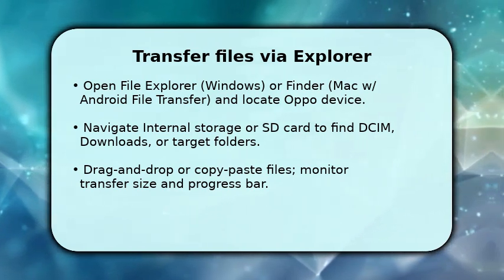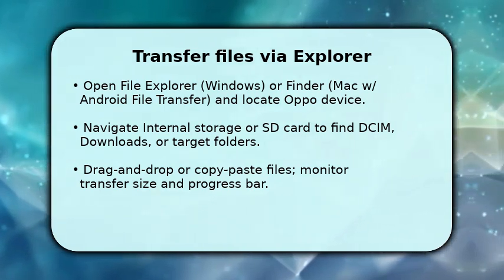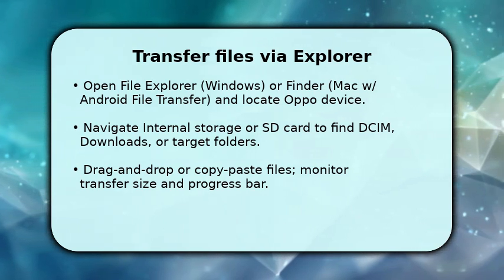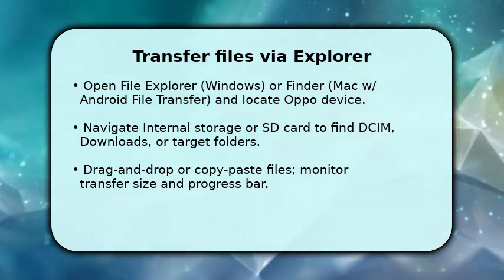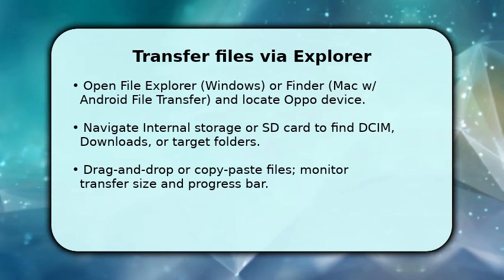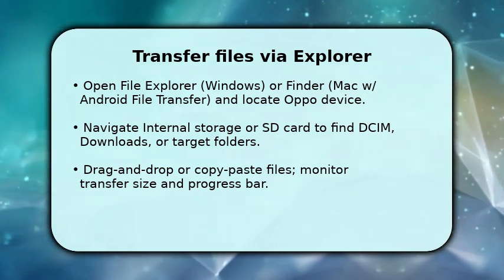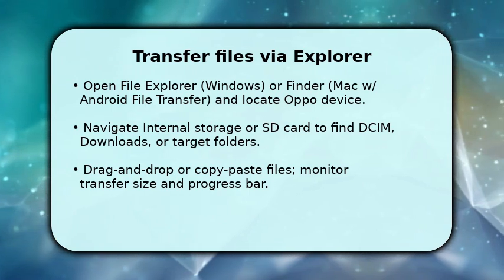Once found, navigate to Internal Storage or SD card and locate folders like DCIM for photos or Downloads for other files. You should drag and drop or use copy and paste to move items. This is reliable and preserves file names.